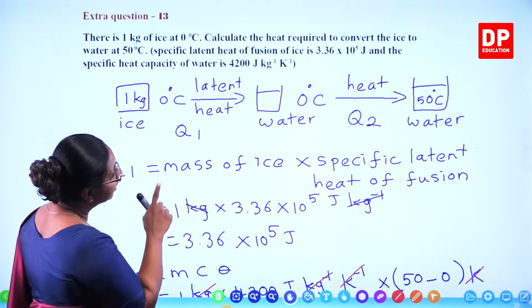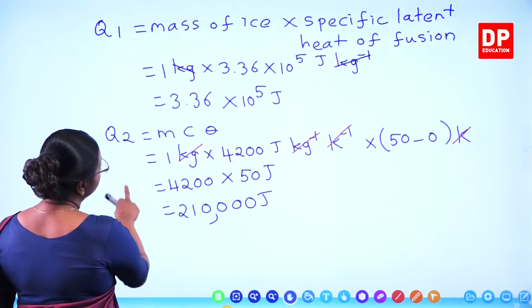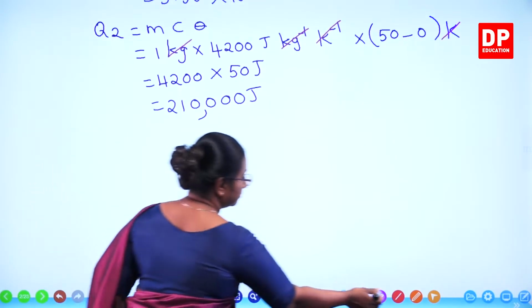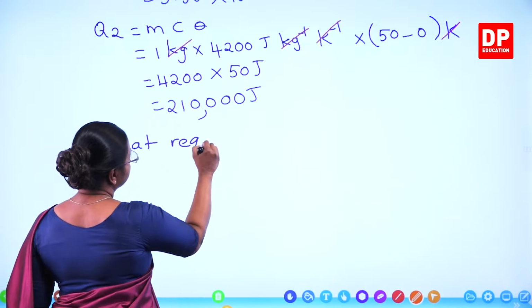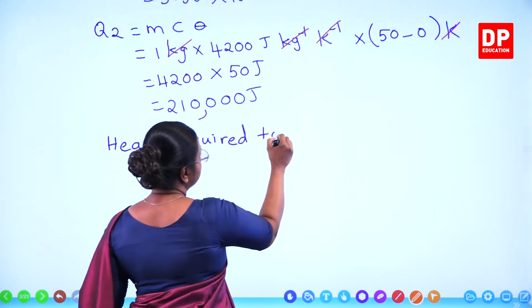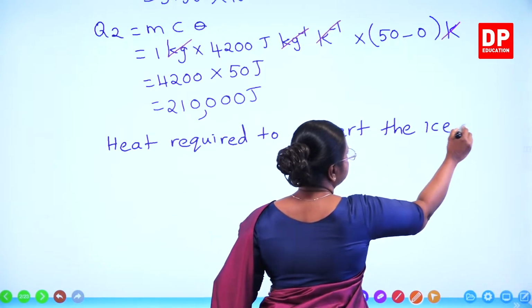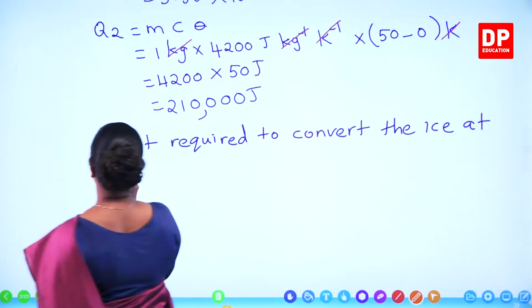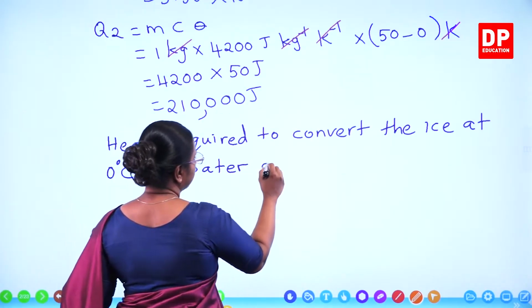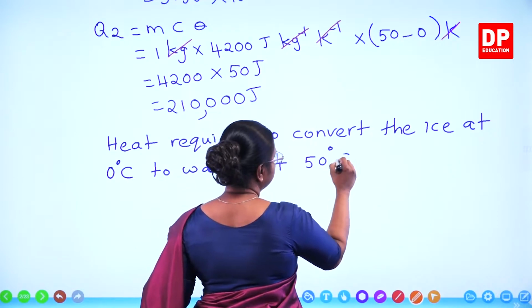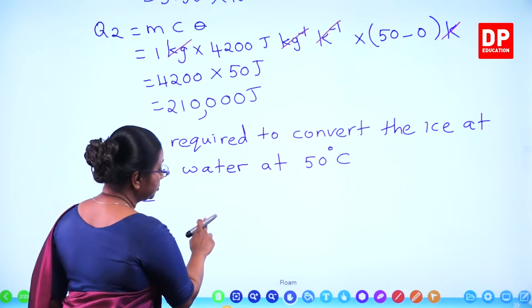calculate the heat required to convert the ice to water at 50 degrees Celsius. So, we need to add the two values. So, the heat required to convert the ice at 0 degrees Celsius to water at 50 degrees Celsius. So to find that, what do we need to do? We need to add the two values.